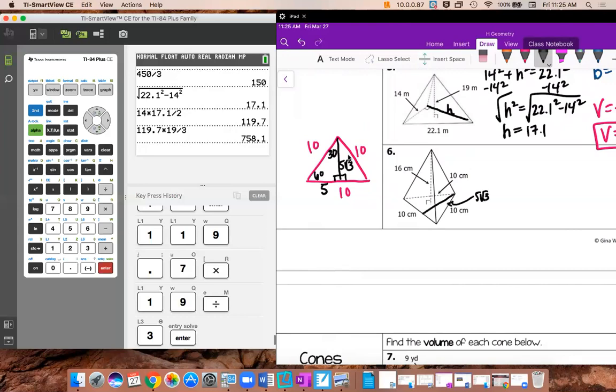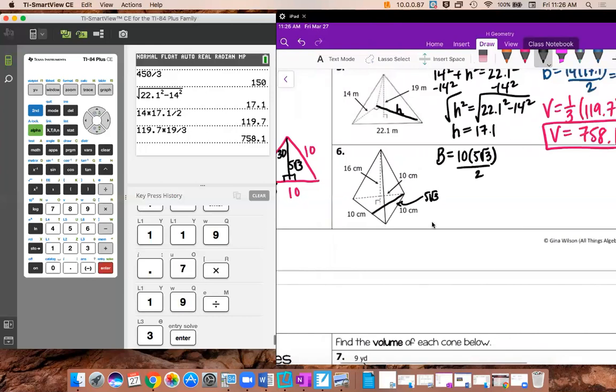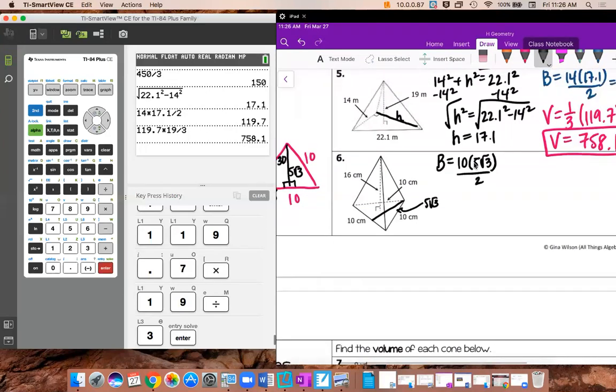So let's use that to find the area of the base. So we've got the base is 10 times the height, which is 5 square roots of 3, and then we're going to divide that by 2. So the way that we do this is we do 10 times 5, which is 50. We leave the square root of 3 alone. So 50, and then divided by 2, this is going to be 25 square roots of 3 centimeters squared is what our area of our base is, okay?